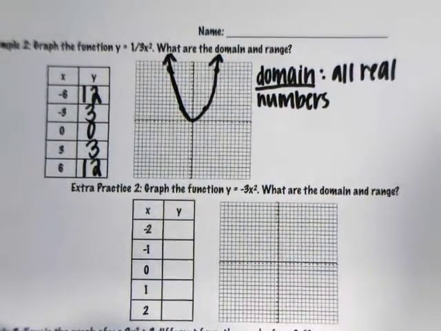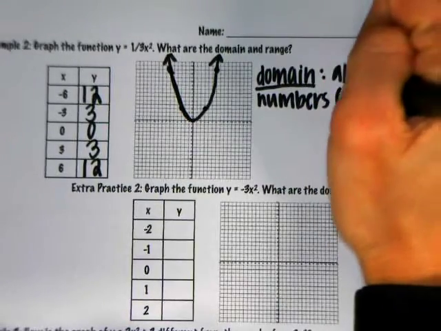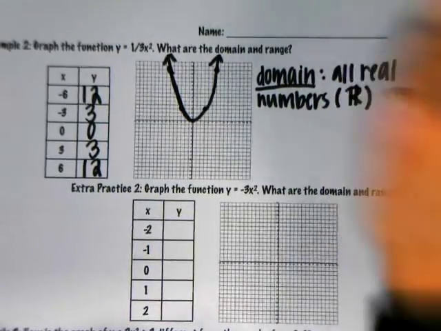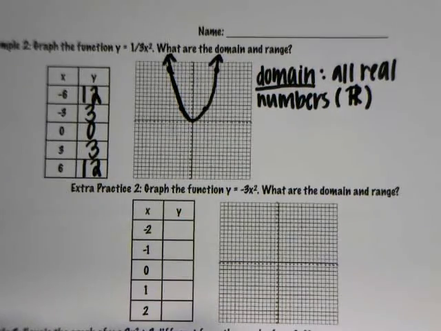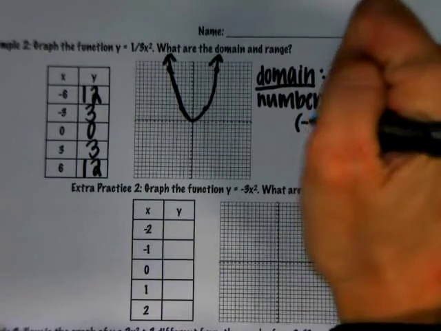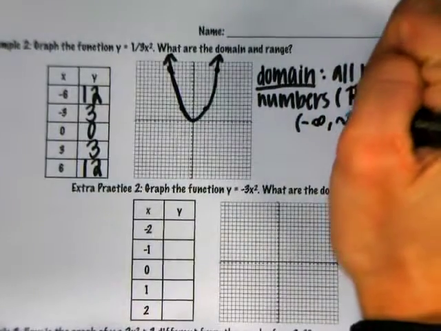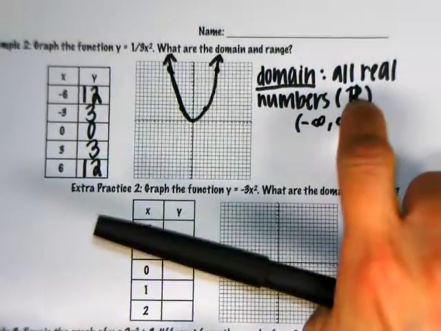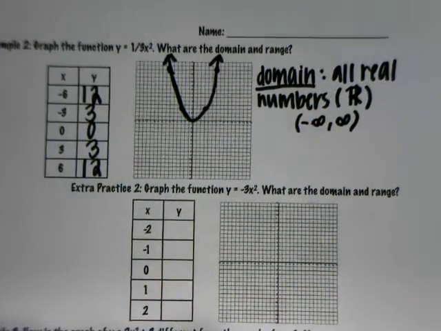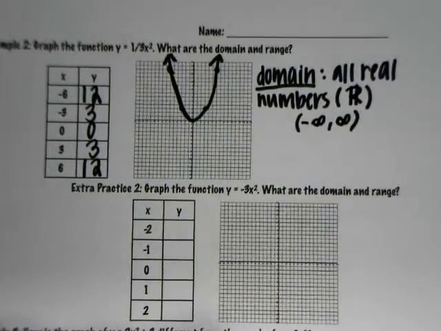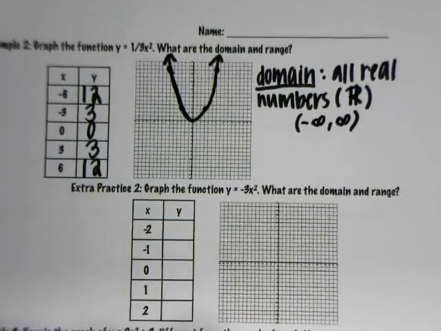The abbreviation for all real numbers is an R with a double line. So if you want to just use that symbol, that means all real numbers. And if you wanted to do interval notation, that would basically be negative infinity to infinity. That's just the symbol in math that represents all real numbers. Make a double line and then make your R.